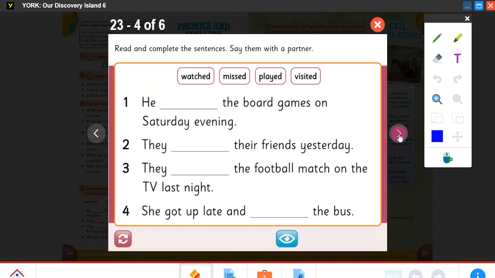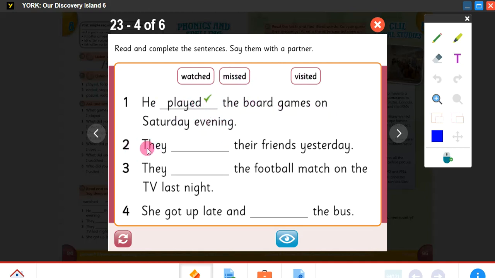Activity number 23 in your Pupils Book. You are going to read and complete the sentences. Say them with a partner. Okay, you can say them yourself. Number 1, we have the verbs watched, missed, played, and visited. So I have: he blank the board games on Saturday evening. What did he do with the board games? Of course, he played.